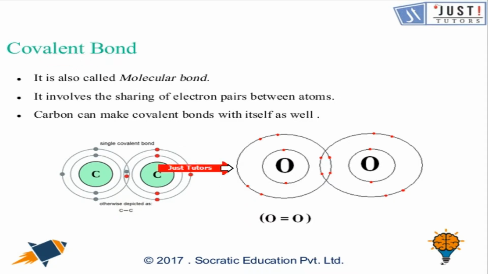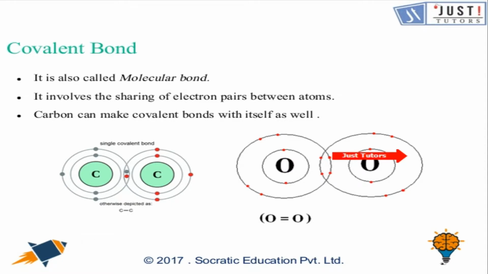So we can take the example of oxygen here. Oxygen has 6 electrons in its outermost shell, but to be stable it needs 8. So what does it do? It shares 2 electrons with another oxygen atom, so both atoms have 8 in the outermost shell. By this we have the oxygen molecule. So this is an example of a covalent bond.